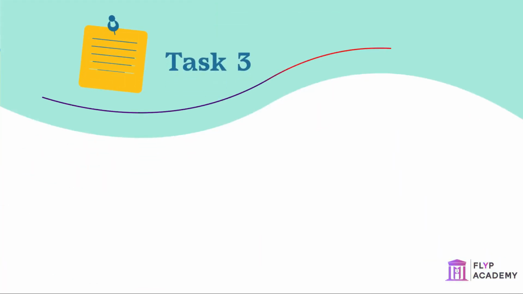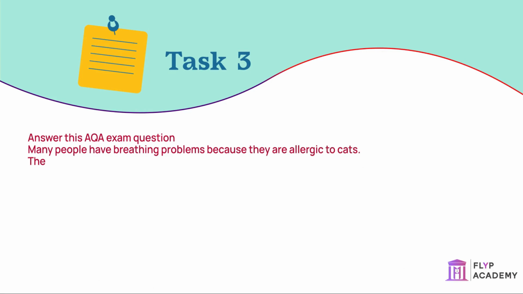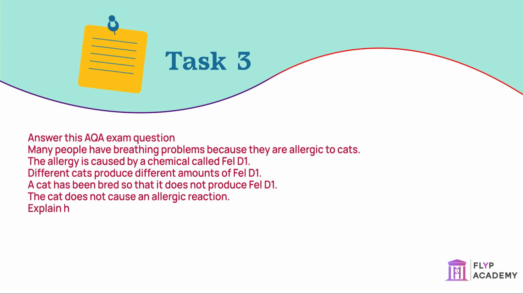Task: answer this AQA exam question. Many people have breathing problems because they are allergic to cats. The allergy is caused by a chemical called FeLD1. Different cats produce different amounts of FeLD1. A cat has been bred so that it does not produce FeLD1. The cat does not cause an allergic reaction. Explain how the cat has been produced using selective breeding.